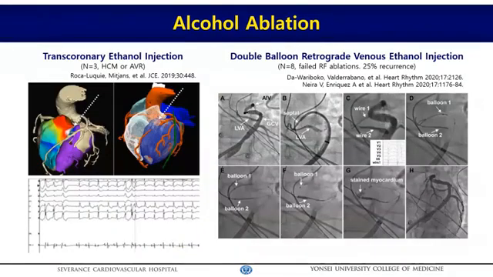The last one is alcohol ablation. Both transcoronary arterial injection or coronary venous injection could do it. Although it could apply for bailout redo procedures, an early pilot study shows 25% recurrence, and we need longer-term follow-up data.